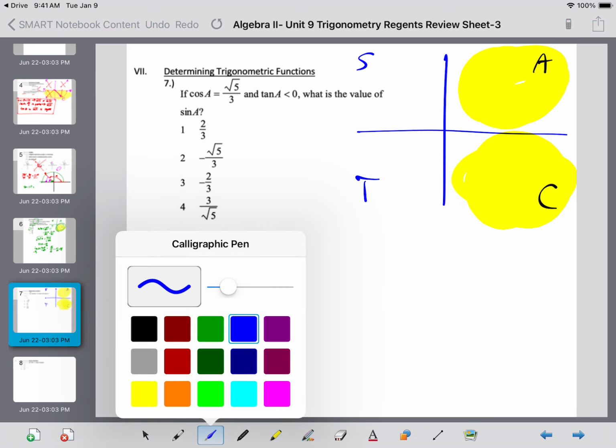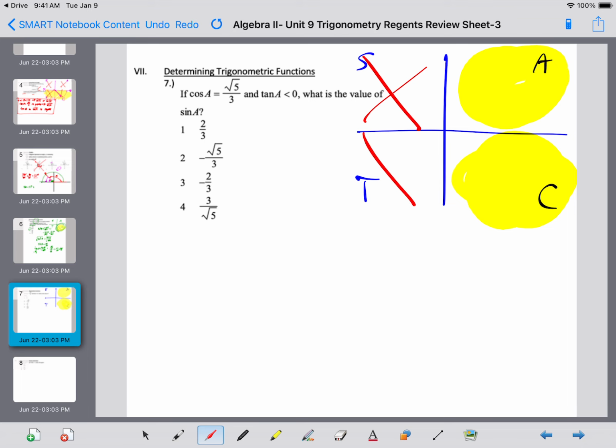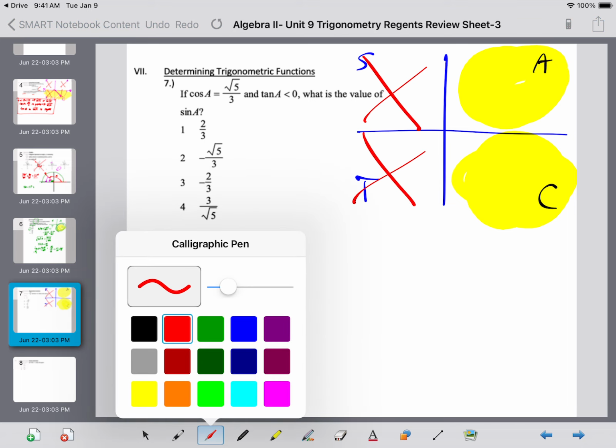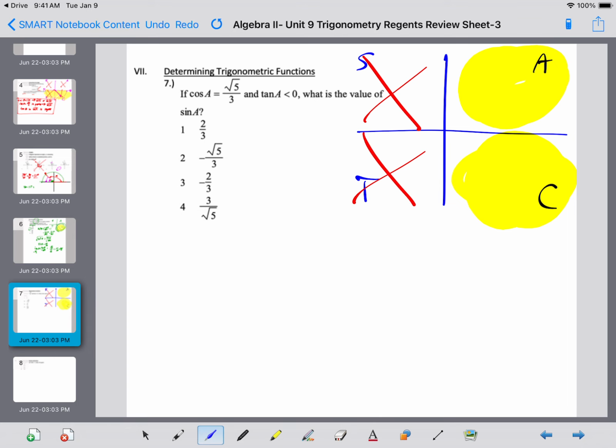So it's not quadrant 2 and not quadrant 3. Tangent is less than 0, meaning that tangent's negative. So all functions can't be positive. It has to be quadrant 4.